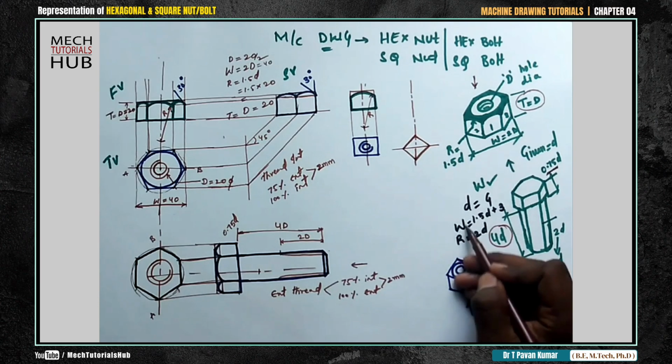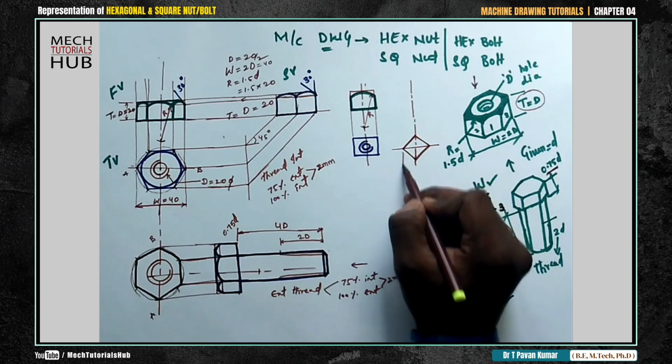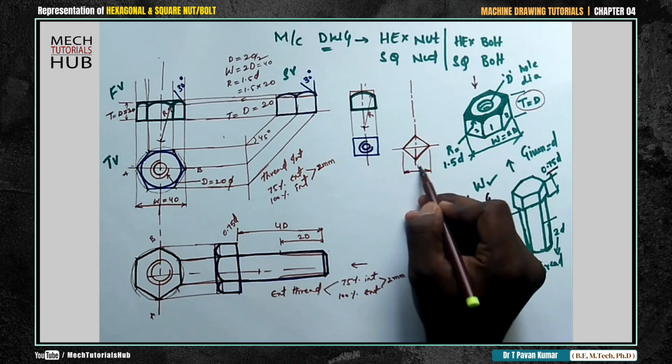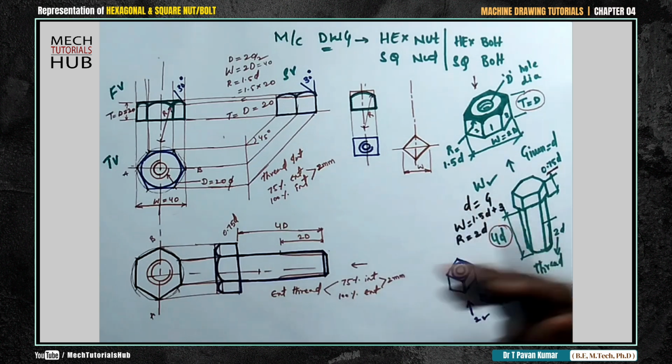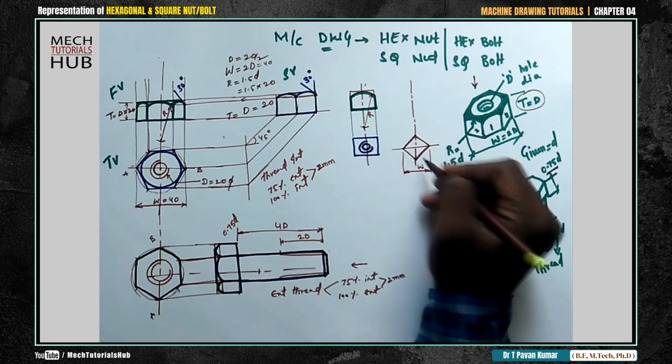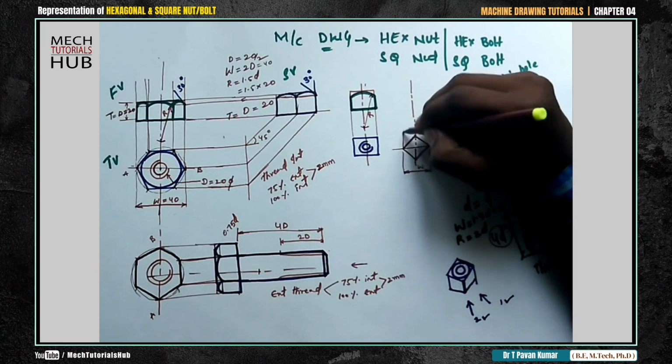You need to consider W. Take W is equal to 1.5D plus 3m. Make a mark of that W. Then consider D is equal to whatever the value given. Make a mark above and below. You'll get this box. Once this is done, take projector lines.